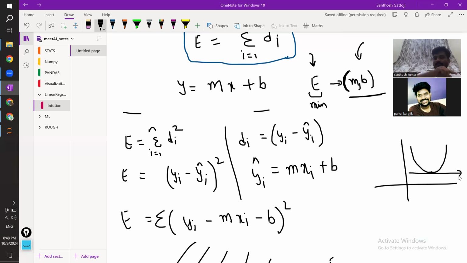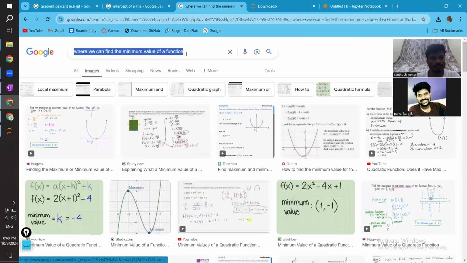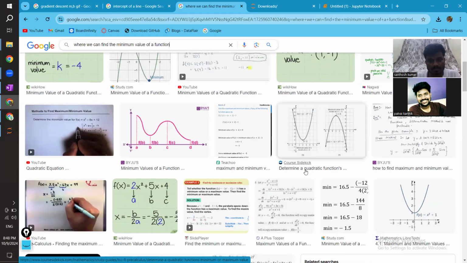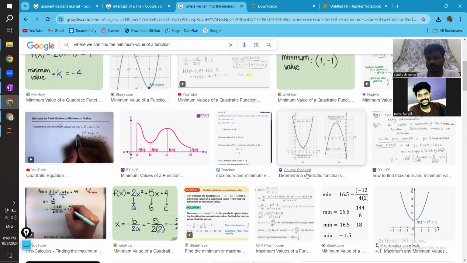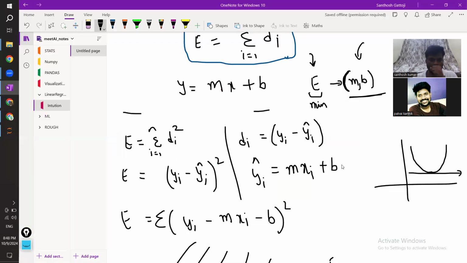Because if you draw a line parallel to the x-axis, any line parallel to the x-axis will have slope zero, because there is zero angle with the x-axis. So you can find the minimum value of a function when you equate the slope to 0. You can just Google it, it's a calculus fact. So usually a function's minimum value can be found where the slope is equal to 0.